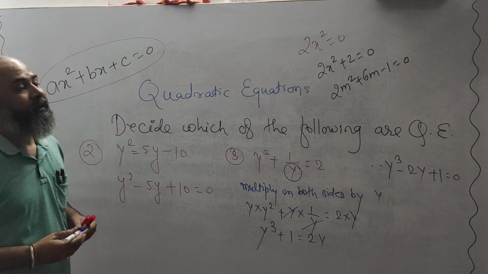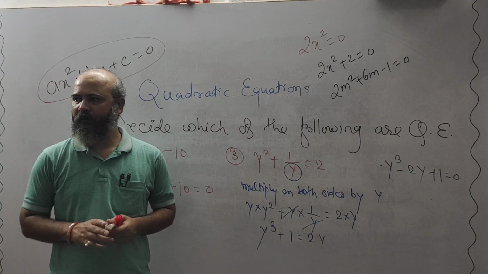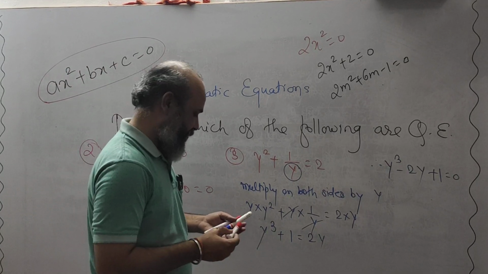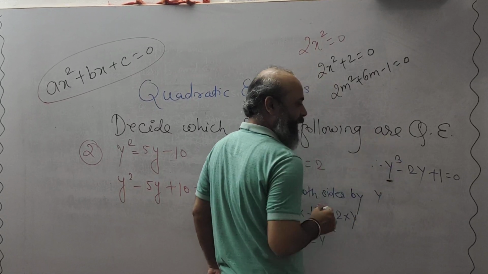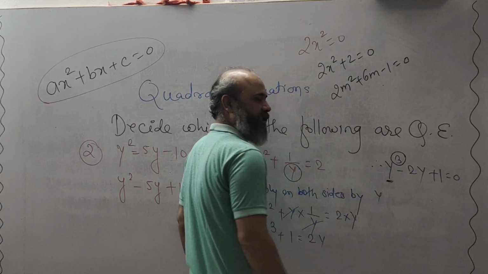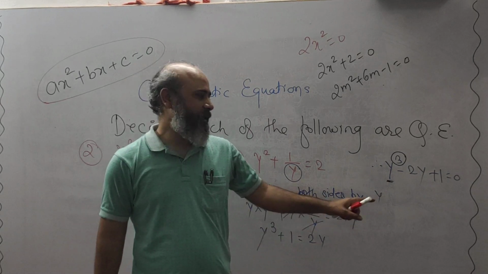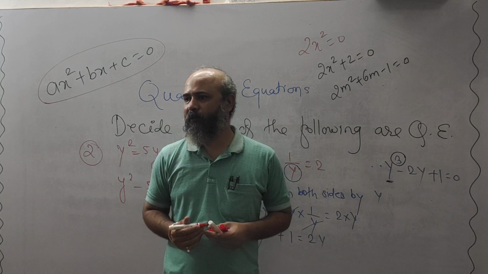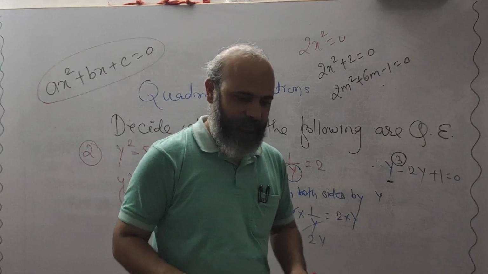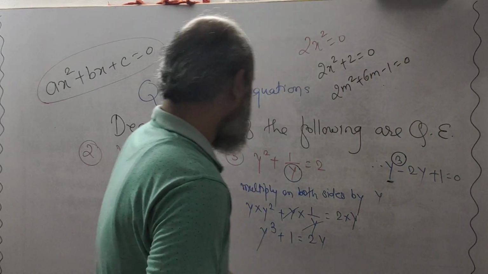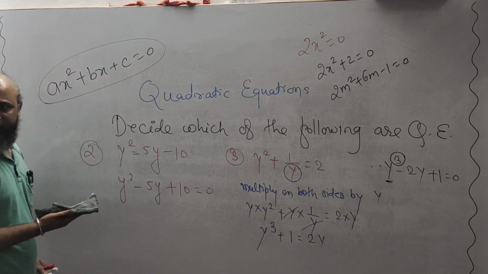Okay, student? Now observe the expression. What you will get here, the variable y having maximum degree is 3. Therefore, we will say that the given equation is not a quadratic equation. The given equation is not a quadratic equation. Clear? Okay.